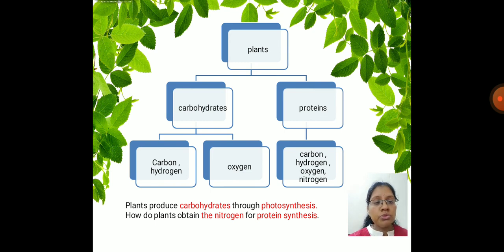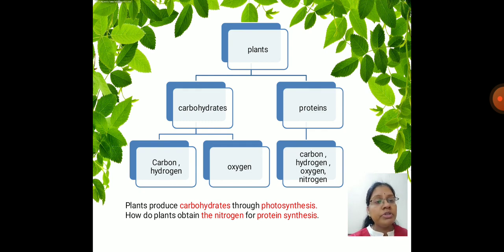As we know, through the process of photosynthesis, plants can produce the atoms of carbon, hydrogen and oxygen. But where does nitrogen come from? For the synthesis of proteins, they require nitrogen. But from where does this nitrogen come, students? Nitrogen is present in the atmosphere, yes. But how is the nitrogen present in the atmosphere made easily available for the plants?